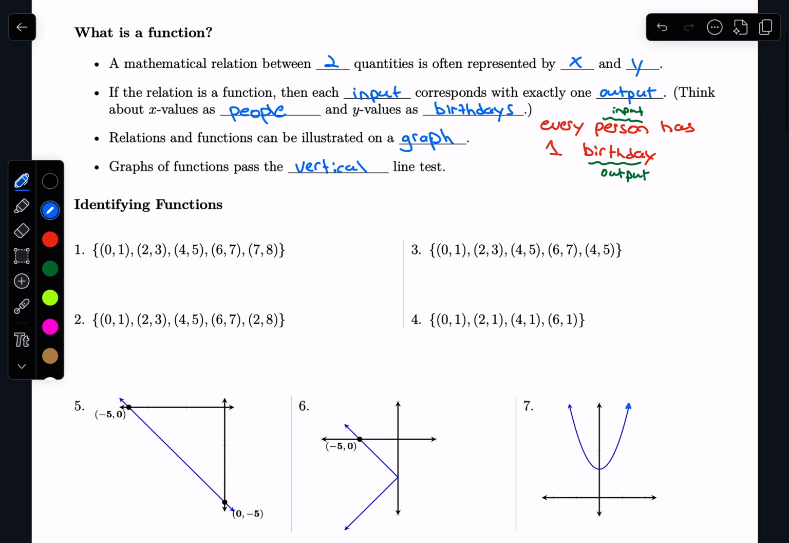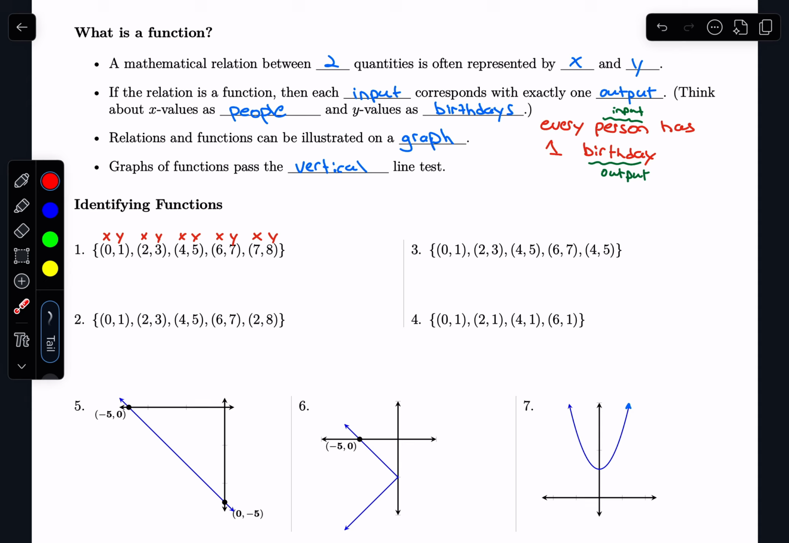So number 1, all we are checking for here is, are these things functions? All we have to do is check, does each input have exactly one output? Think of the first number in each coordinate as the x, or the person, and the second number as the y. So we have xy, xy, xy, a whole bunch of xy's. If all of the x's are individual people, we have person 0, 2, 4, 6, and 7. Okay, those are all our people.